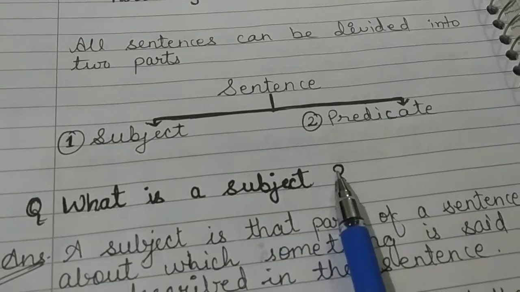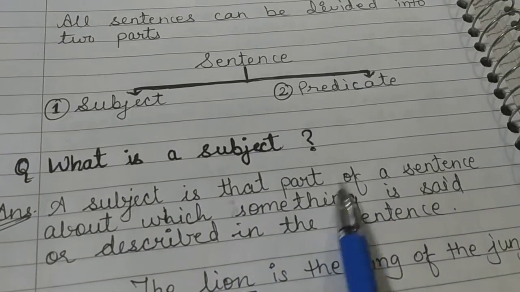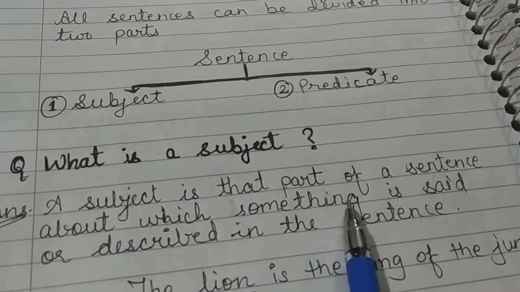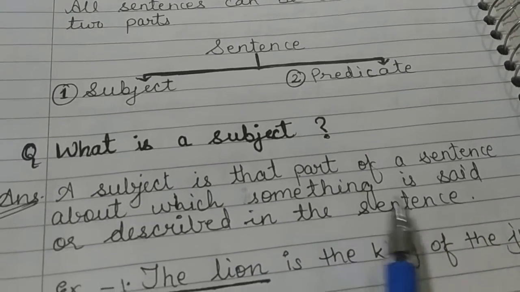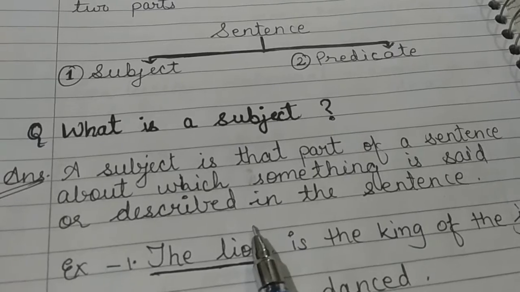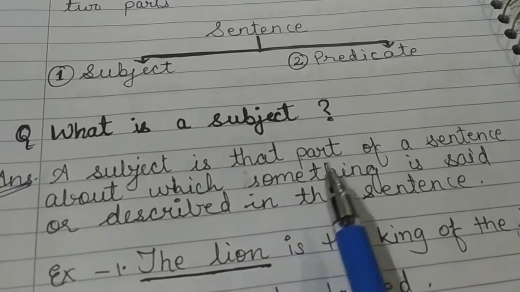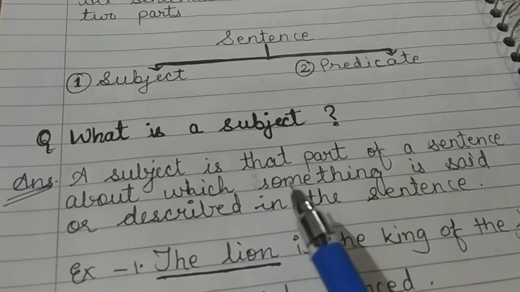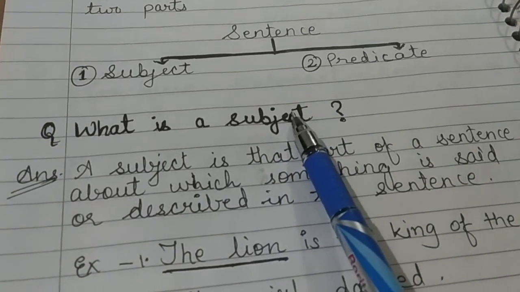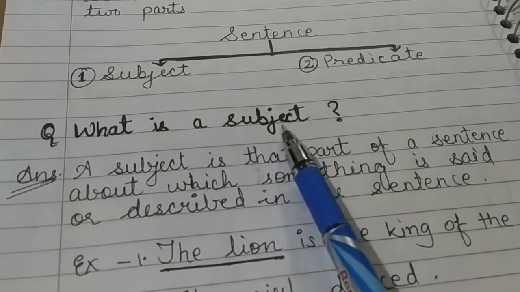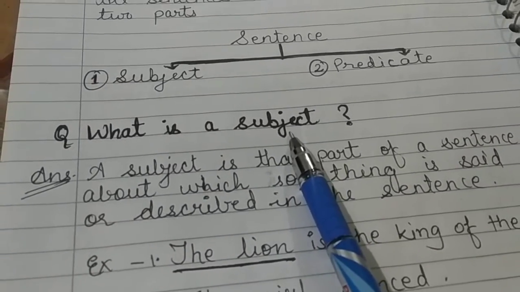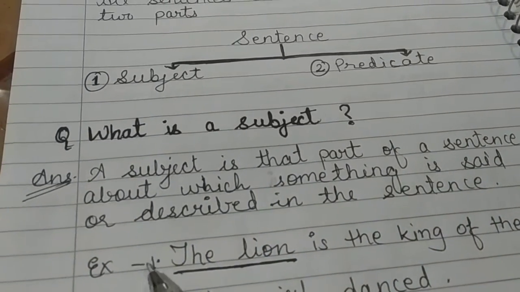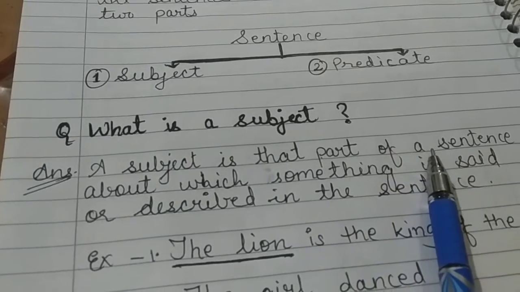Now what is a subject? A subject is that part of a sentence about which something is said or described in the sentence. It means that part of the sentence about which we are talking is known as the subject. Now one important thing you should remember, that subject can be a noun also and it can be a pronoun also, right?